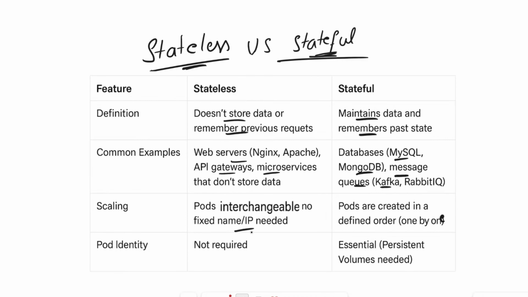When it comes to scaling, in a stateless service, pods are interchangeable and there are no fixed names or IPs needed. In a stateful service, pods are created in a defined order, one by one. When it comes to pod identity, in stateless it is not mandatory. In a StatefulSet, it is essential to maintain the persistent volume claims.